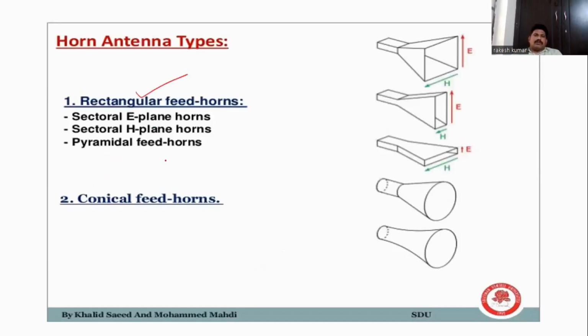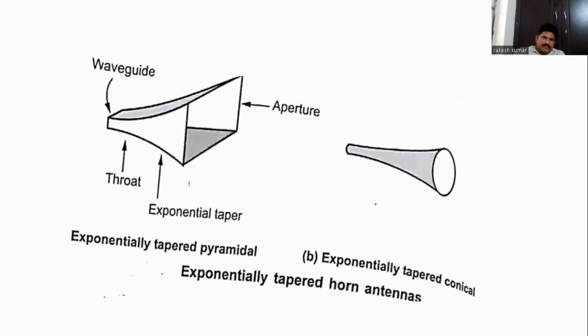So rectangular, conical. What are the two classifications in rectangular? Sectorial and pyramidal. Coming to the sectorial, what are the two classifications? E-plane and H-plane. So here the flaring is done on both sides, E-plane and H-plane. Here the flaring is done only in E-plane. Here the flaring is done only in H-plane. So this is conical.